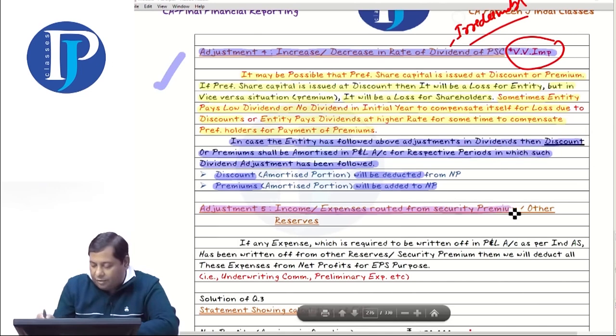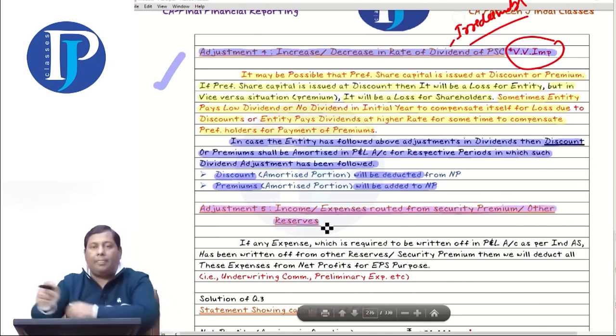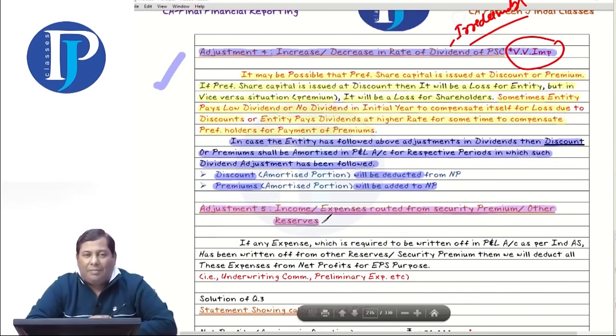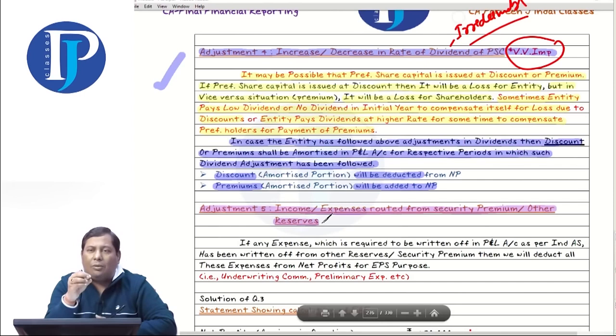Incomes and expenses routed from securities premium or other reserves. If any of your expenses, as per the law, were set off from premium or from some other reserve and are not showing up in P&L. Let's say it's loss on sale of assets. They've set it off from general reserve. They had legal permission. They used another reserve for expenses and losses. It didn't come in P&L. That means it didn't come to EPS.